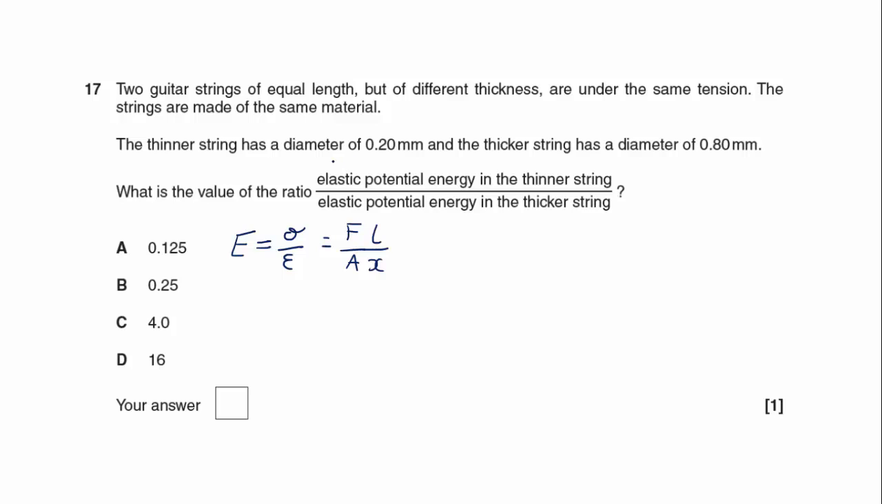Right, my thinner string I'm going to call string number 1, and over here we've got string number 2. Okay, the important point, let's deal with the areas to begin with. String number 1 has a diameter that is 1/4 of that, and because the area is proportional to the diameter squared, what that tells me is the area of string 2 is going to be 16 times the area of string 1.